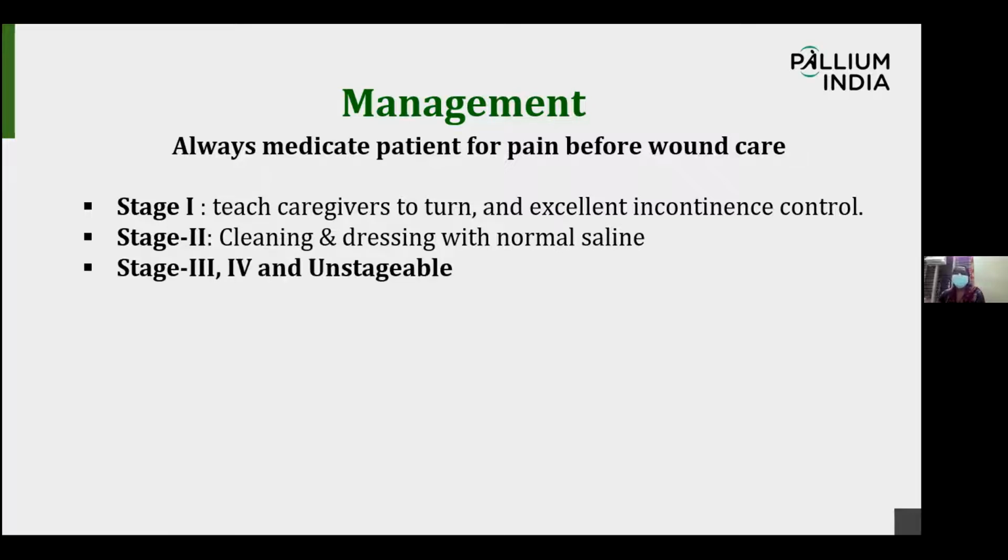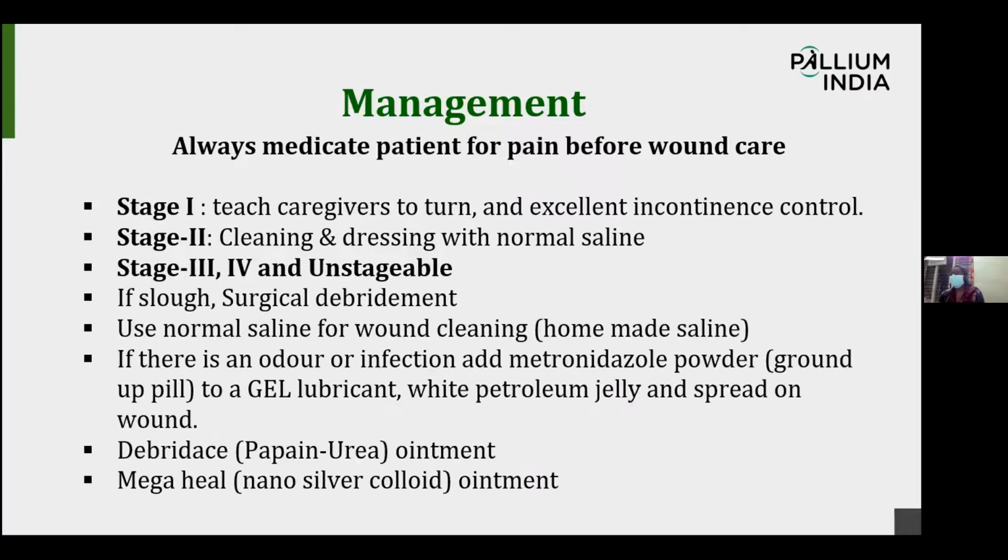Then we come to the third, fourth, and fifth, unstageable wounds. If there is slough, black necrotic tissue, you can do surgical debridement. Before doing the surgical debridement, you have to make sure whether the patient is pain-free or not. If they have pain, you can give pain medication. Always use normal saline for wound cleaning, and you can teach homemade saline preparation too. I'll come to how to make homemade saline later.